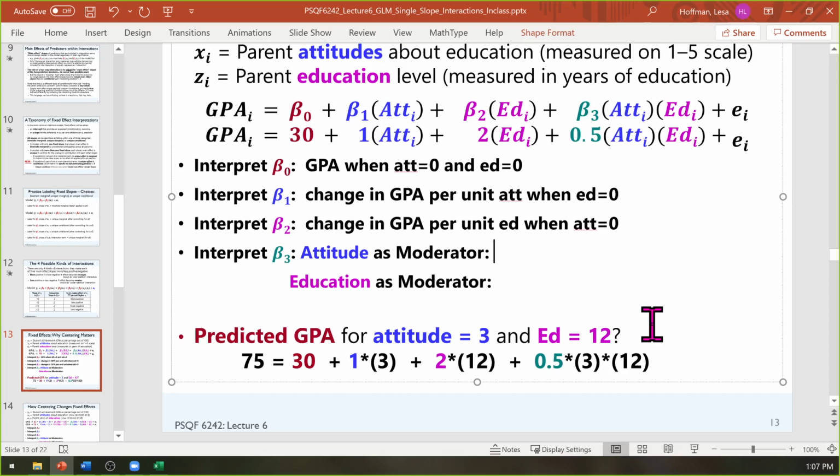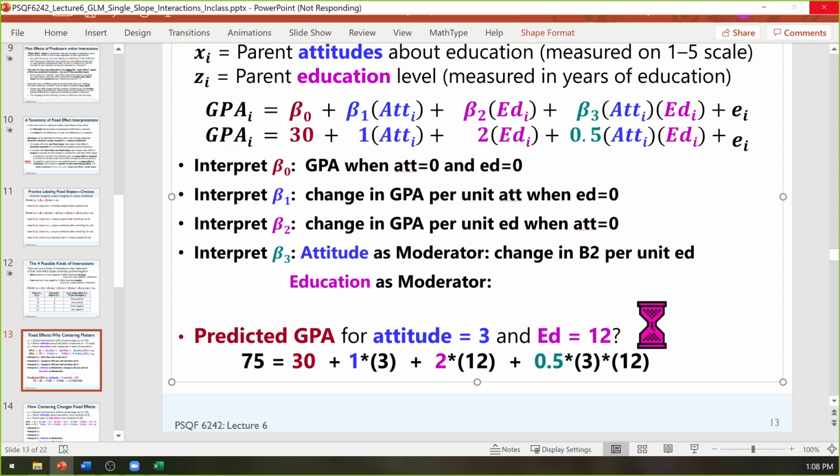So if we follow that hierarchy, the way that I would talk about the effect of the interaction term using attitude as the moderator would be to focus on what happens to the slope for education. So I would say it is the change in beta 2 per unit education in this one. So it's not GPA that's being affected by the interaction term. It's the slope of one of the variables as a function of the other.